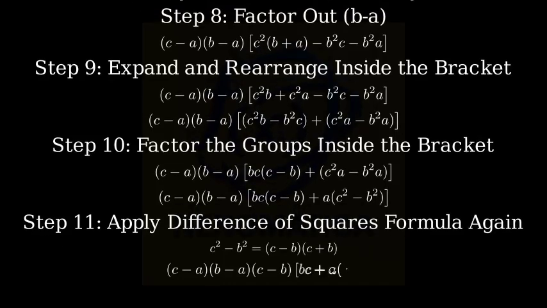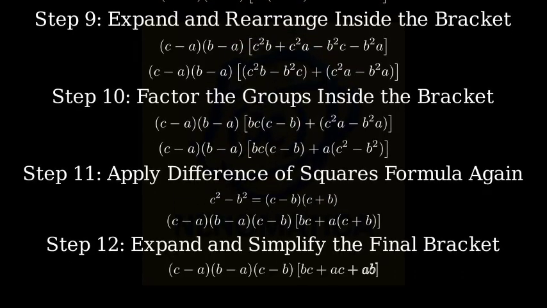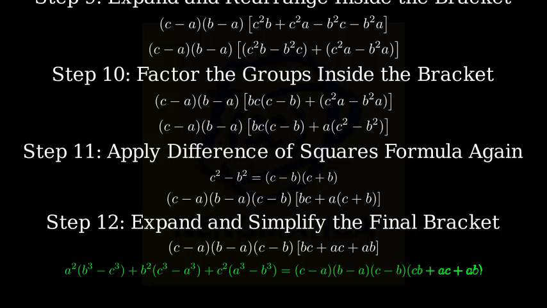So our expression becomes quantity c minus a times quantity b minus a times quantity c minus b times quantity bc plus a times quantity c plus b. For the final step, let's expand and simplify the last bracket. We have bc plus ac plus ab. So our completely factored expression is quantity c minus a times quantity b minus a times quantity c minus b times quantity cb plus ac plus ab.